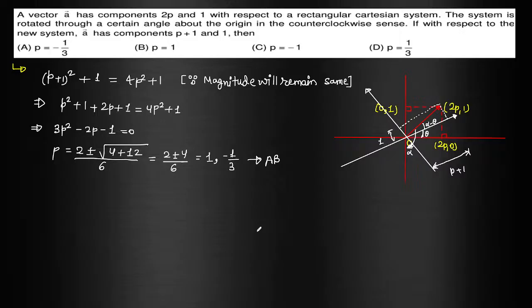A vector A has components 2p and 1 on the coordinate axis. When the coordinate axes are rotated, the components will become p plus 1 and 1. Initial components were 2p and 1, final components were p plus 1 and 1. So the magnitude of the vector will remain the same. So (p plus 1) whole square plus 1 equals 4p square plus 1. If you solve it, we get p equal to 1 or minus 1 by 3, which is options A and B.